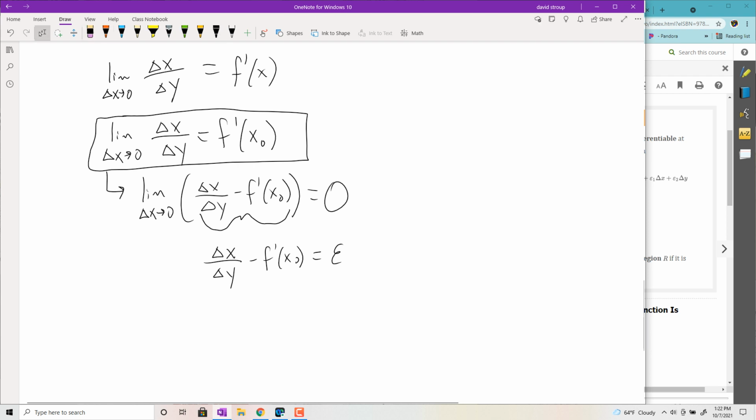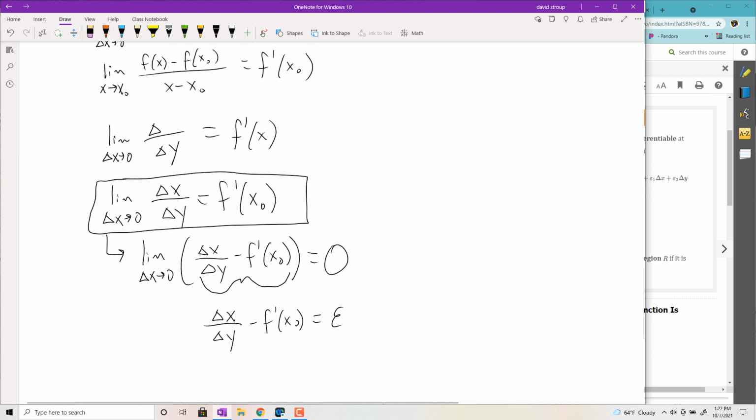I got it upside down, didn't I? I should be changing y over changing x. I'm sorry, making a lot of mistakes today. Changing y over changing x. I know it's easier for me than you, but there it is. So I want to solve this for change in y.